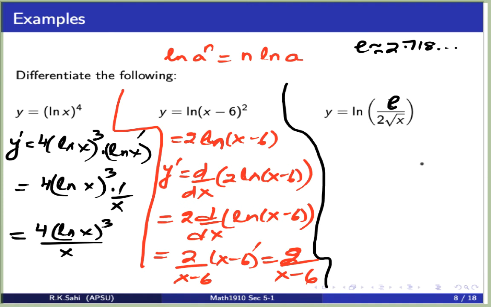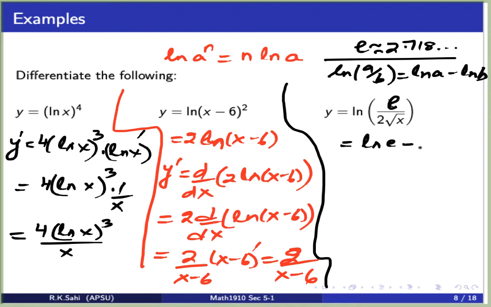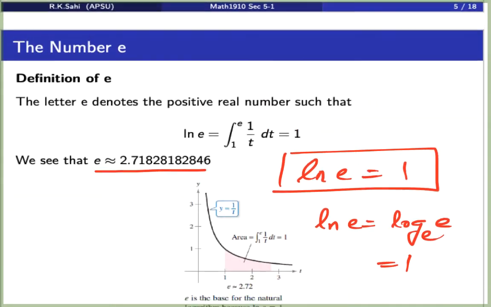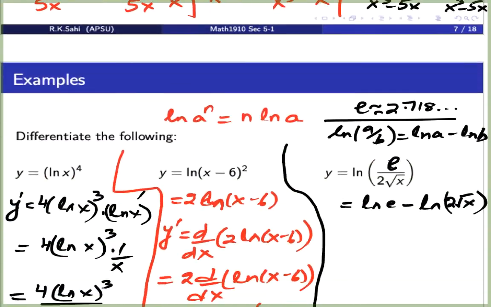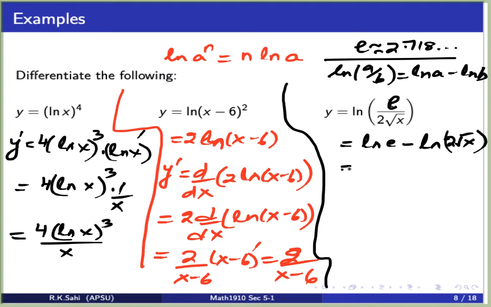Okay. Now, before I apply the differential, I'm going to apply the quotient rule. The quotient rule is this, guys. Natural log of a over b is natural log of a minus natural log of b. So we're going to do this one here. We're going to have natural log of e minus natural log of 2 square root of x. Now, natural log of e, remember, is 1. So our life is simple. You already got this one as 1.